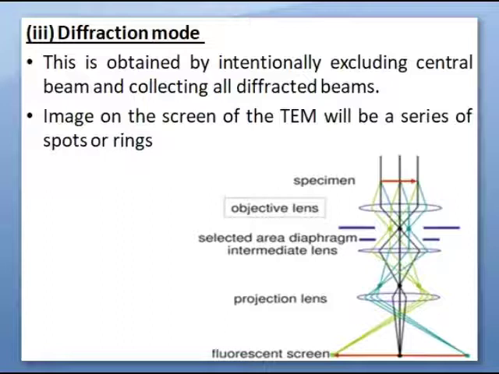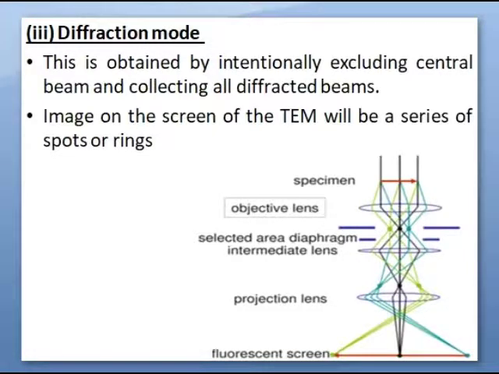Here we are intentionally excluding the central beam and we are collecting all the diffracted beams. As you can see here, the central beam is excluded and other diffracted beams, which are passed through the specimen, are being passed through to the fluorescent screen. So these three techniques are used in transmission electron microscope, so as we can generate a particular image of our requirement.